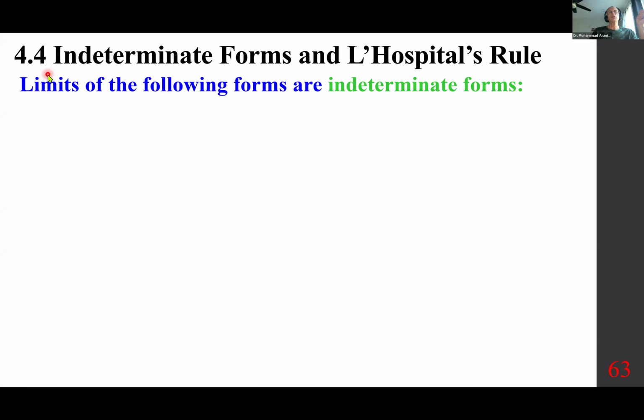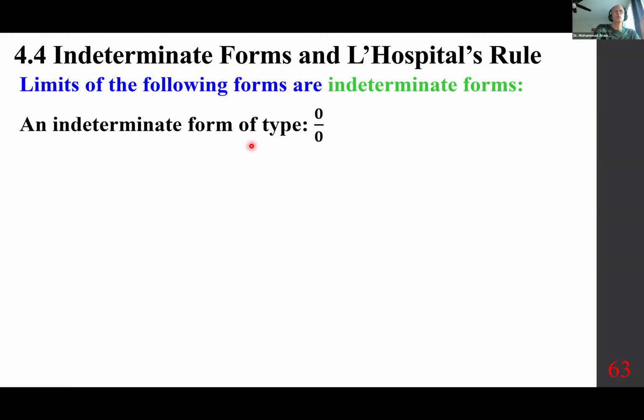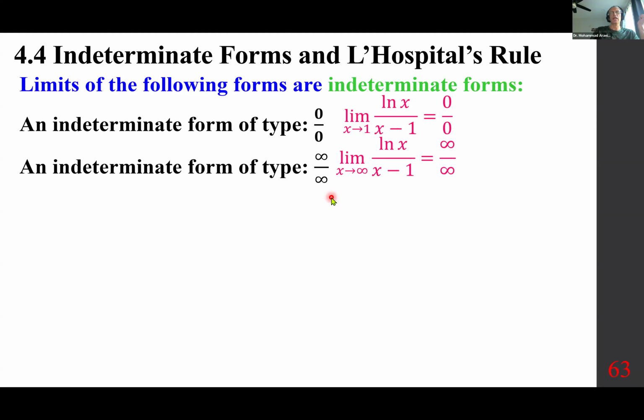Section 4.4, indeterminate forms and L'Hopital's rule. Limits of the following forms are indeterminate forms: an indeterminate form of type 0 over 0, infinity over infinity. Examples: the limit of ln x over x minus 1 as x approaches 1 is 0 over 0 if you plug in, because you get ln of 1, which is 0, and 1 minus 1 is 0. The limit of ln x over x minus 1 as x approaches infinity is infinity over infinity.